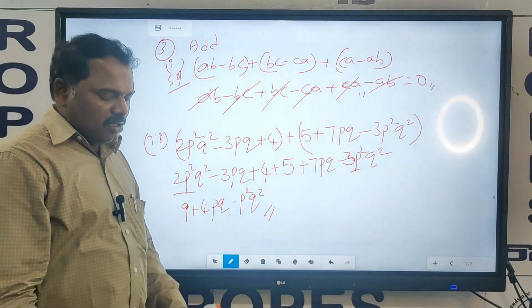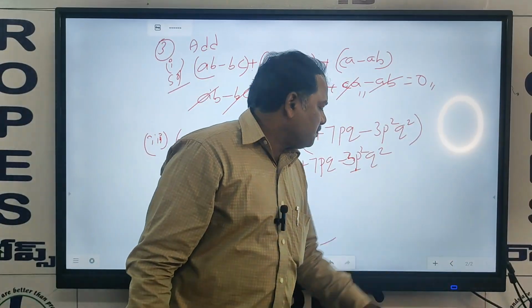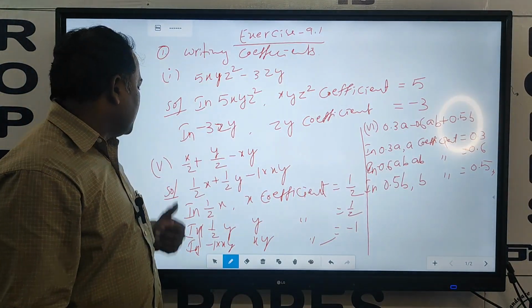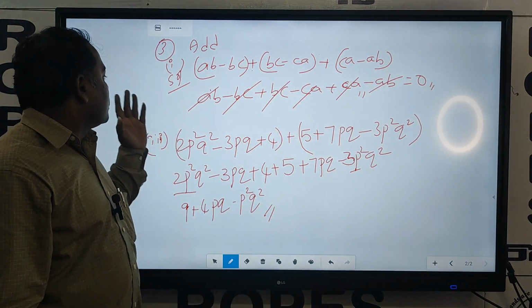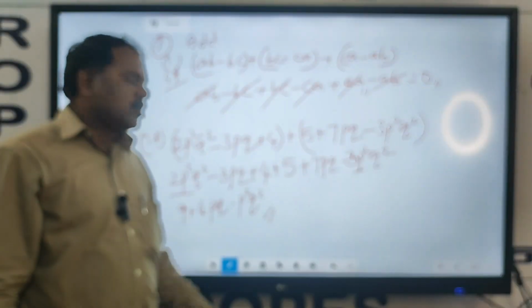Okay now. So, totally in the exercise 9.1, first question we discussed and the second question we discussed. Second question discussed and third question totally how to add the algebraic expressions, we have learned.